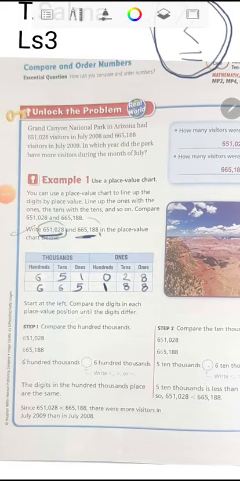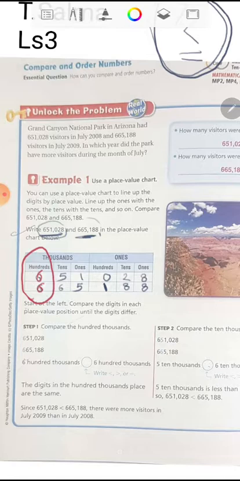you have to start from the largest digit. So I will start from the largest digit, which is the 100,000s. So I will start comparing from the largest digit, which is the 100,000s. So the 100,000s is 6 and 6. So look, 100,000s here are equal. 6 here and 6 here.